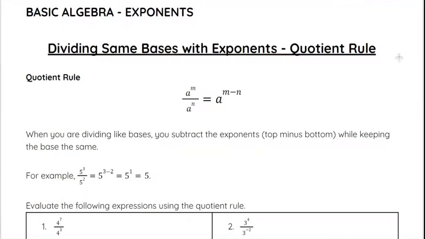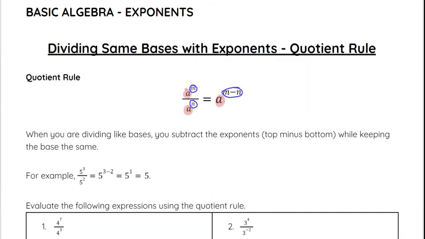Hey there, in this video we are going to look at the quotient rule. Remember, quotient means division, so the quotient rule is talking about what happens when we are dividing the same base. So if we are dividing two bases that are identical, then we can take the exponents and just subtract those exponents to get our new exponent.